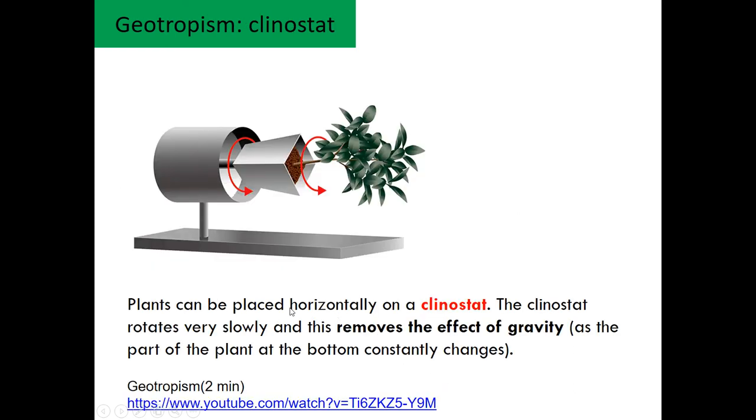If you put a plant horizontally on a clinostat, which rotates very slowly, there's no effect of gravity, and so the plant starts to grow straight across.